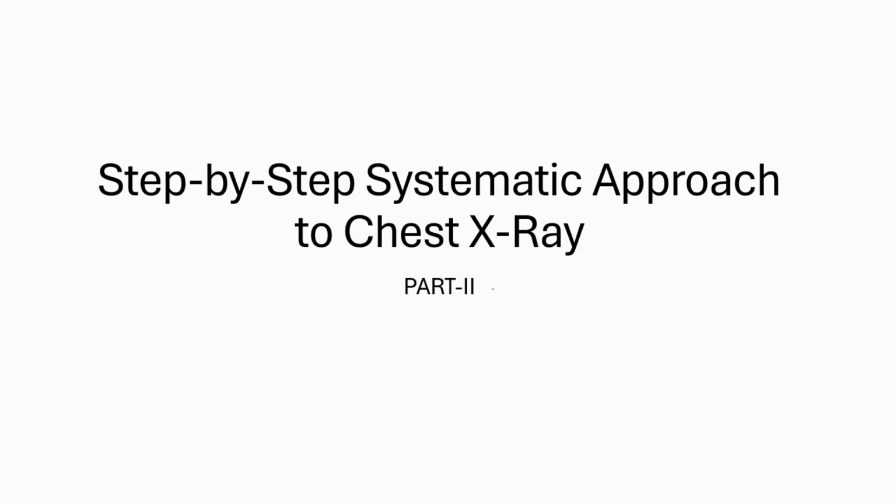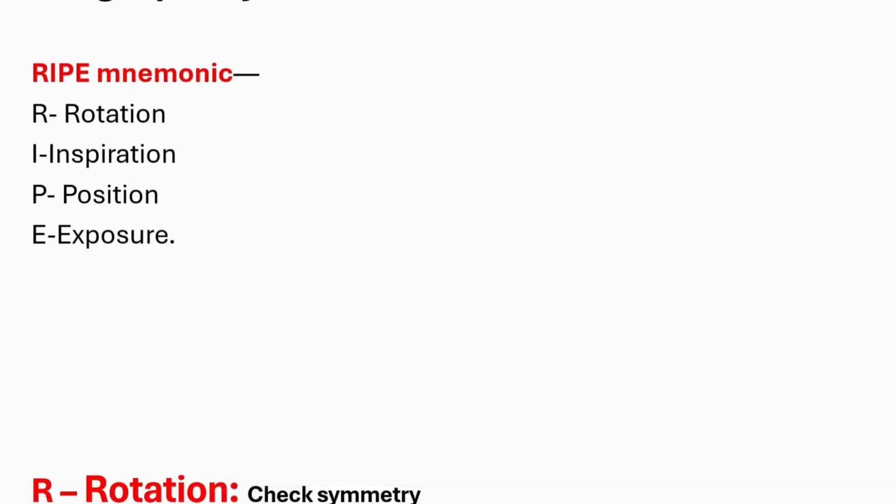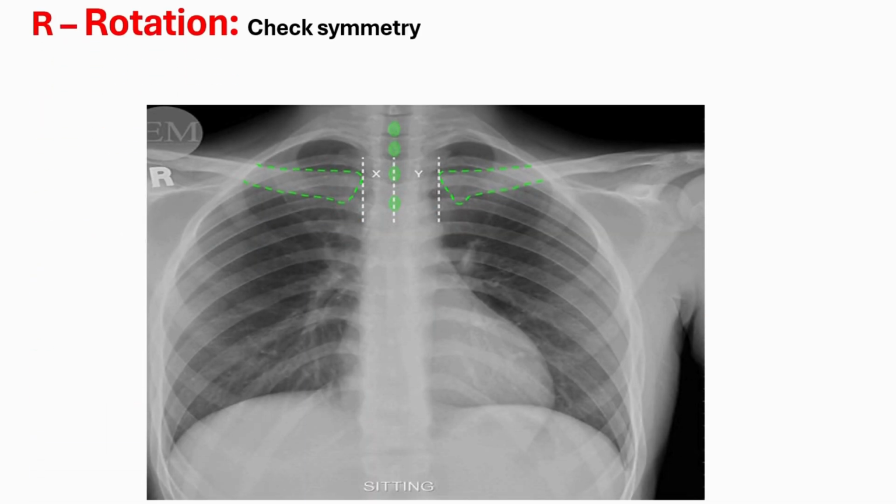Let's talk about the systematic approach to chest X-ray, part 2. Here I will describe how to read a normal chest X-ray. In this, let's first describe the image quality, which is described by the mnemonic RIPE: R for rotation, I for inspiration, P for position, and E for exposure. So let's talk one by one.